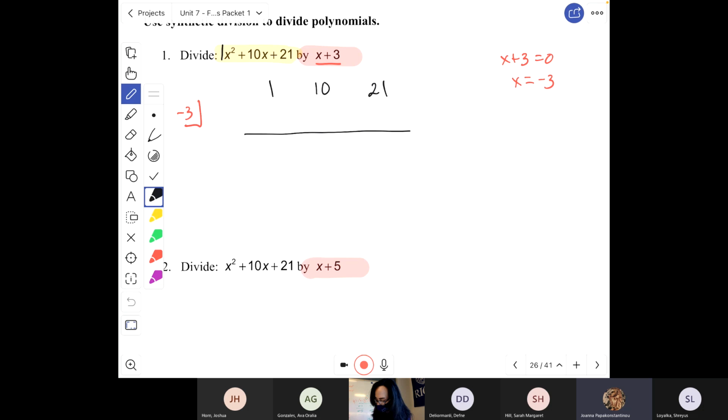So what is synthetic division? Well, you bring the first term down. So that's a 1. Then you multiply. You multiply this times this, and you put it here. So -3 times 1 is, then you add. 10 plus -3 is, then you multiply again. -3 times 7, and you put that product here, which is, and then you add.